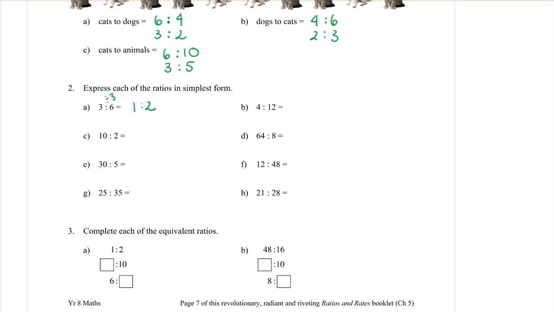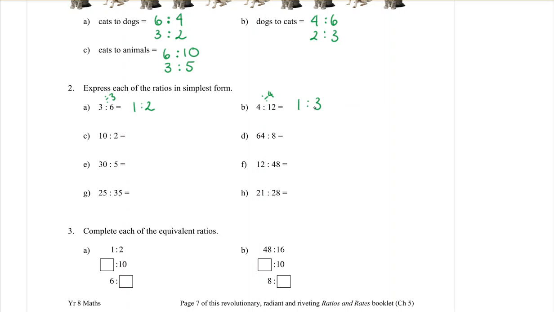Okay, look at question B. We have 4 and a 12. What is the biggest number that they can both be divided by? 4, perfect. So we're going to divide by 4 here. First number, 4 divided by 4 is 1. And then 12 divided by 4 is 3.